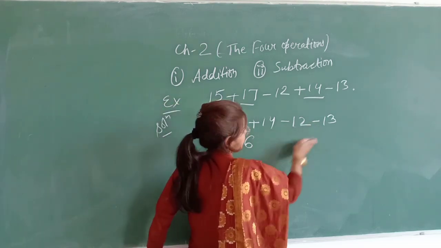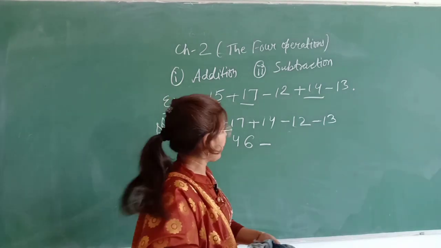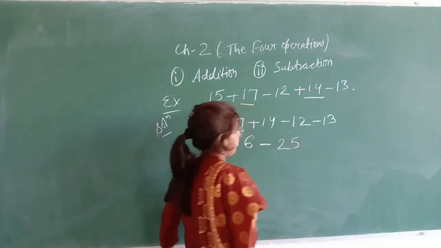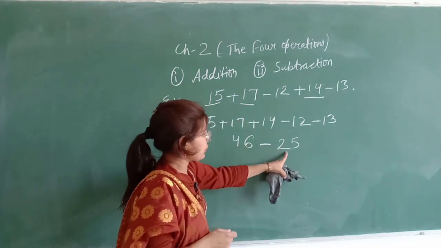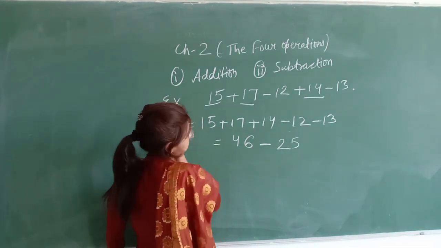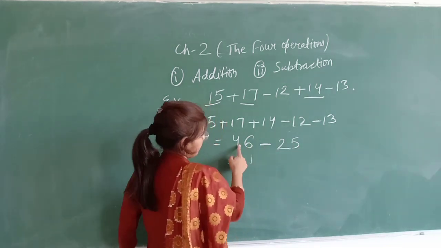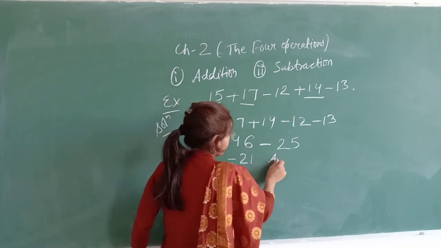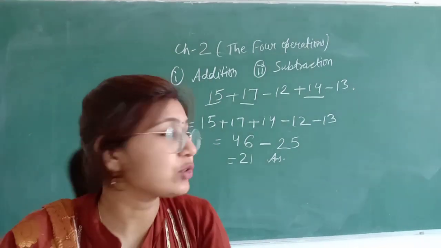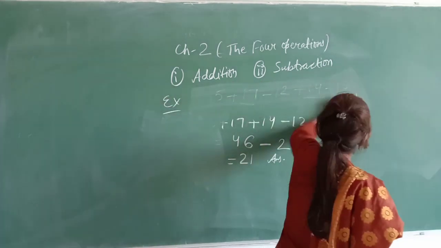Now, minus 12 minus 13. The sign remains as it is, but you have to add the numbers. 12 plus 13, it will become 25. Now you have to subtract this 25 from this 46. See here, 6 minus 5 gives you 1, 4 minus 2 gives you 2, so the answer is 21. This is an example containing small terms, but what if this question has larger numbers? See more examples on the basis of two operations.